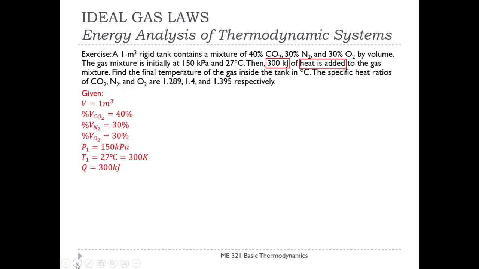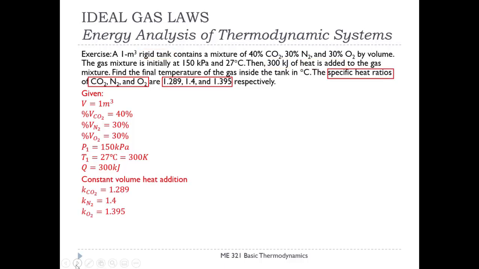Now heat is added into the gas mixture. But remember that the gas container is a rigid tank, so we can say that the gas underwent a constant volume heat addition process. Finally, the specific heat ratios of carbon dioxide, nitrogen gas, and oxygen gas are also given. From this information, we must find the final temperature of the gas mixture.